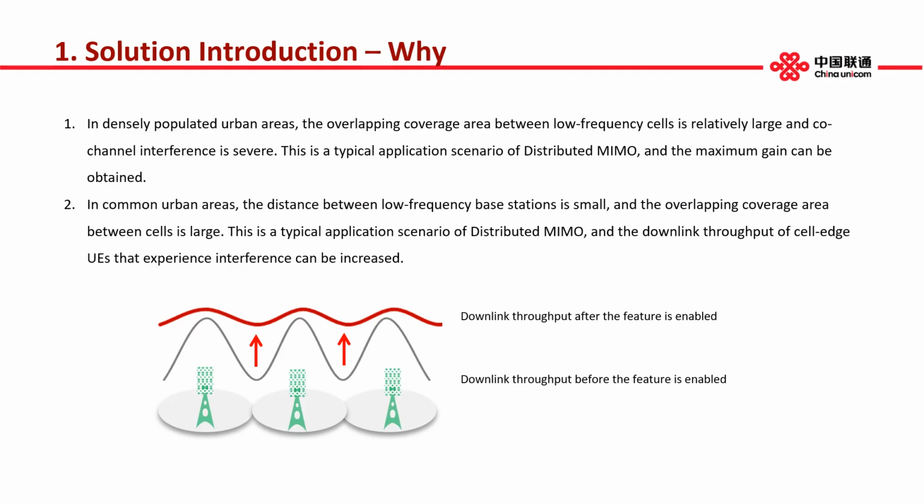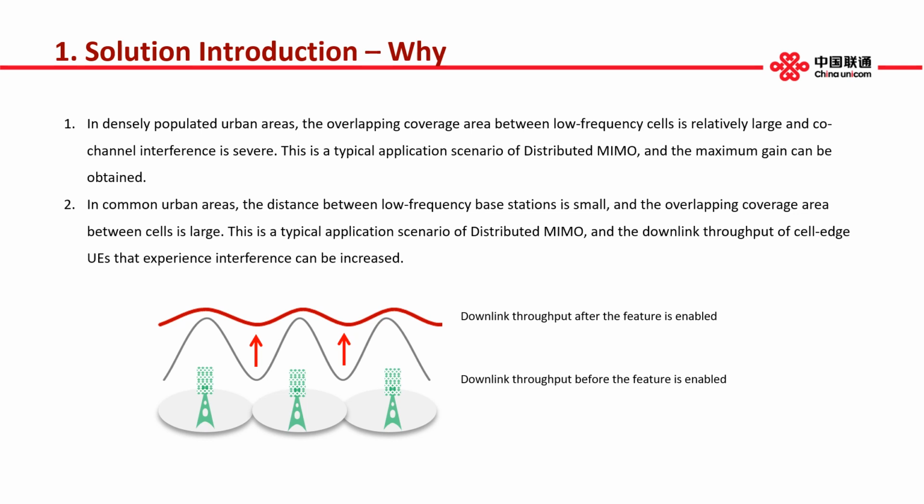In densely populated urban areas, the overlapping coverage area between low-frequency cells is relatively large and co-channel interference is severe. This is a typical application scenario of distributed MIMO, and the maximum gain can be obtained.